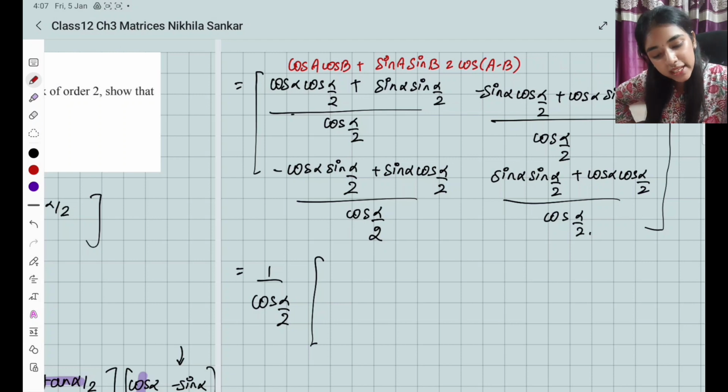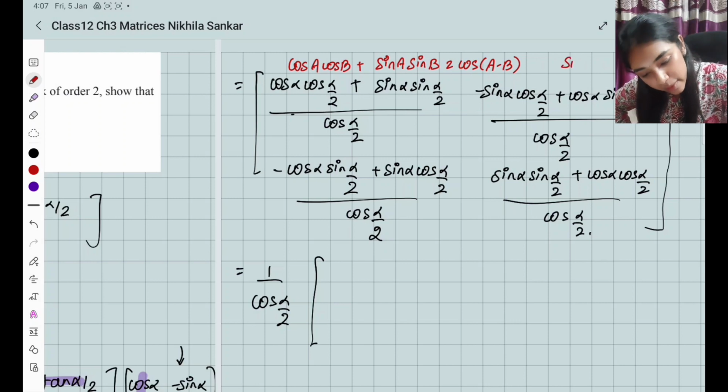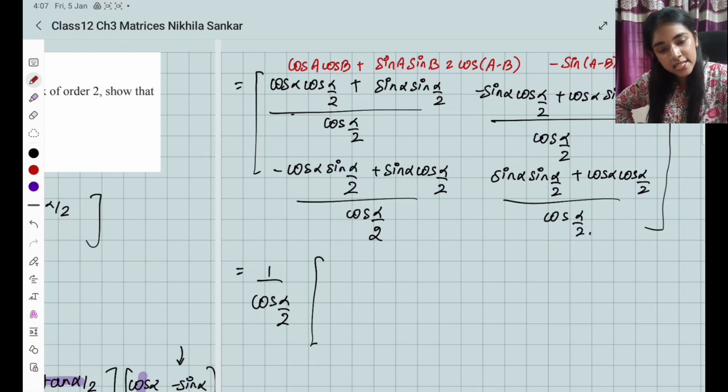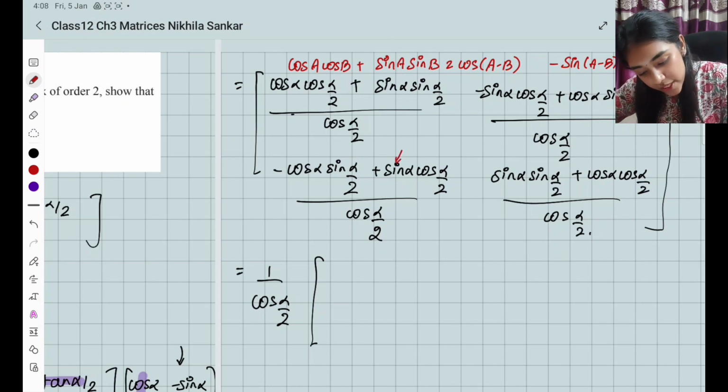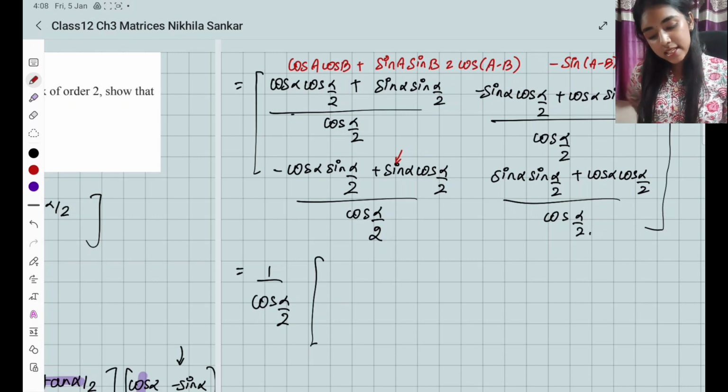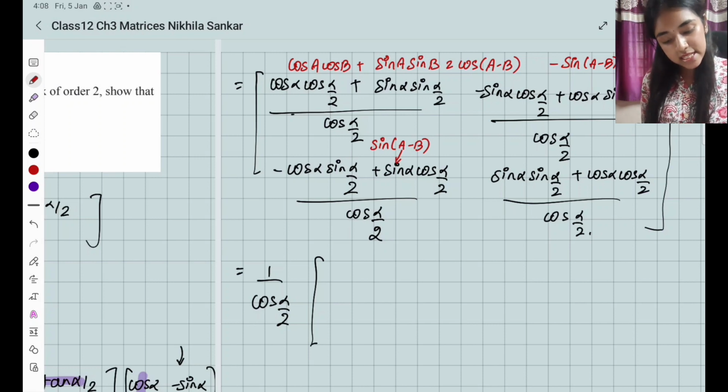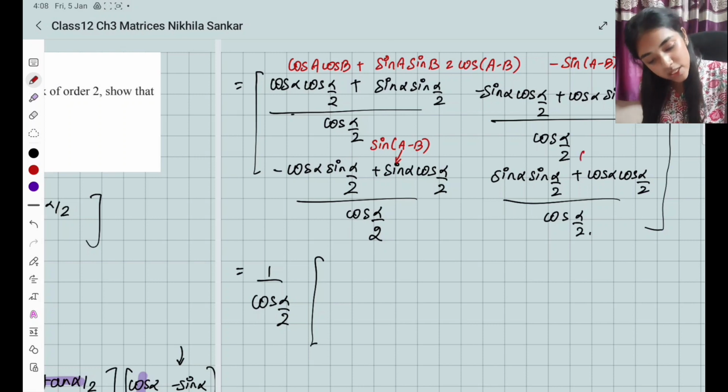So second element என்ன? இந்த இடத்துல I have cos A sin B minus sin A cos B. So basically sin A cos B minus cos A sin B தான் sin of A minus B. So this is sin of A minus B ஓட negation. Okay? And what is the next term? This term is sin A cos B minus cos A sin B. So this is simply sin of A minus B. Okay? And this is sin A sin B plus cos A cos B. So this is going to be cos of A minus B.